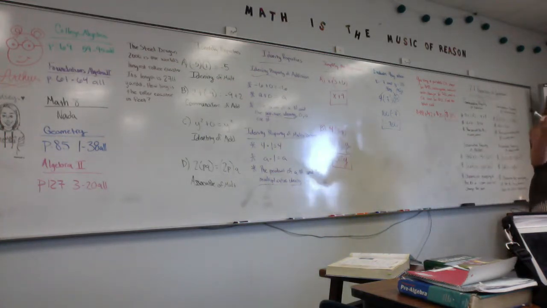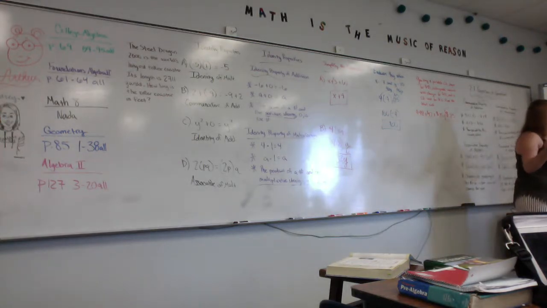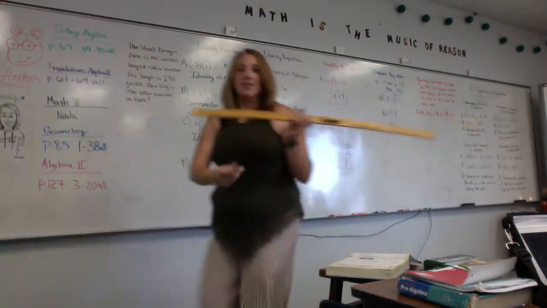I don't know. 24. Here's a yardstick. There are 3 feet in a yard. This is the lowest class, that's why.